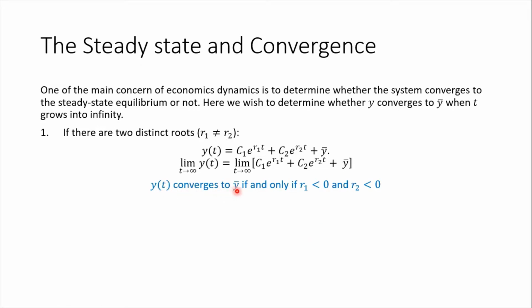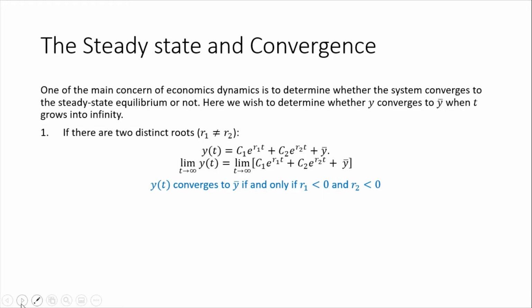So here, y(t) converges to y bar if and only if both r1 and r2 are negative, less than 0. Because when r1 and r2 are negative, this will converge to 0. It will approach 0, this limit.